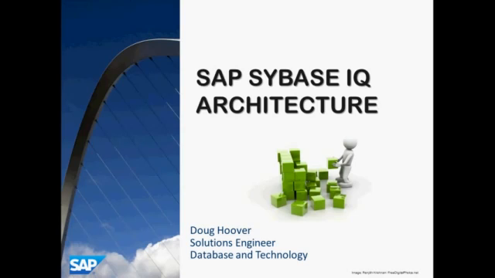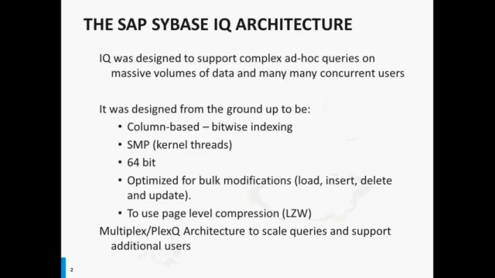I'll only be discussing IQ 15 architecture, and IQ 15 has been released for about the last few years. IQ was designed to support complex ad hoc queries on massive amounts of data with many concurrent users. It was designed from the ground up to be column-based, storing all of its data in bitwise indexes, which actually deduplicate and compress the data.